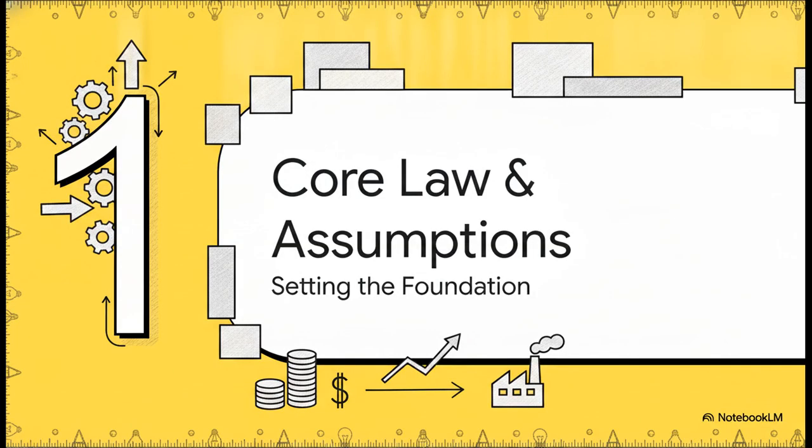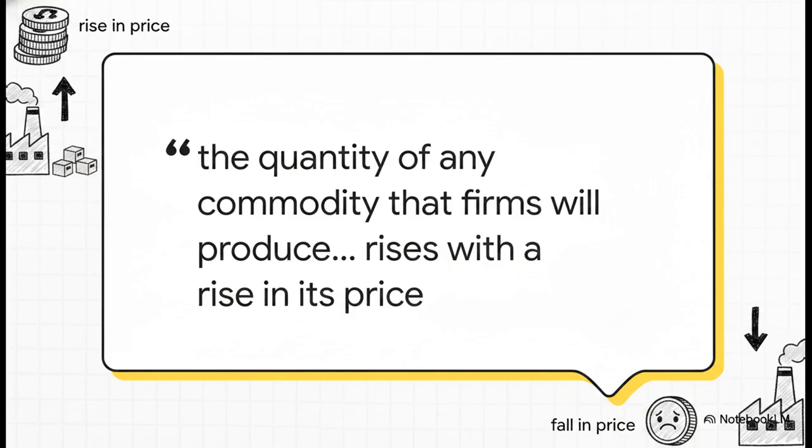All right, let's kick things off with Section 1, the core law and assumptions. Now, the formal statement of this law is honestly surprisingly intuitive. It says, other things remaining the same, the quantity produced and offered for sale rises with a rise in price and falls with a fall in price. Basically, producers are going to offer a lot more of a commodity when that price tag goes up and way less when it drops. It's all driven by that core profit incentive.